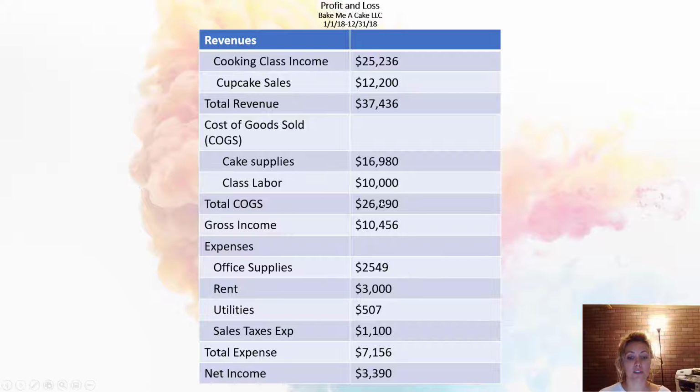So then after cost of goods sold we have our gross income, which is our revenue minus our cost of goods sold equals gross income. Then we deduct all of our expenses, and then we get to the very bottom line, which is our net income, also called net profit or net loss. So from our $37,000 in revenue, we made $3,300 in profit.